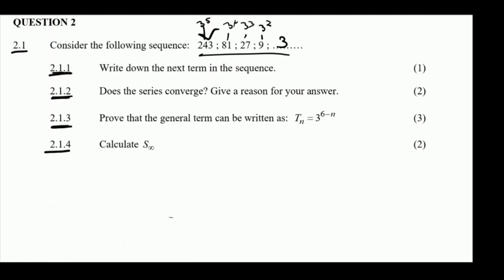Now in 2.1.4 we are asked to find the sum to infinity. So the formula for sum to infinity is a over 1 minus r, right?